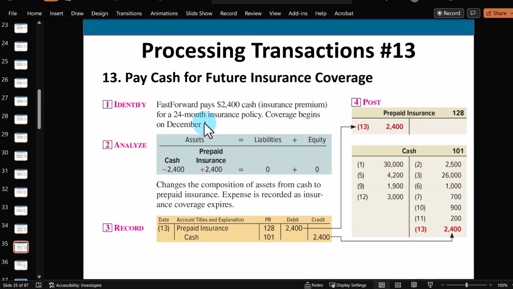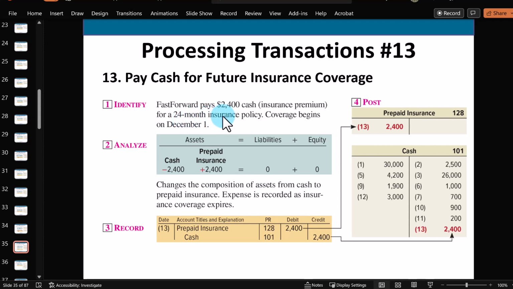New transaction, pay cash, credit, here for insurance coverage. And we've got to pay in advance. Looks like two years' worth of insurance. So we're not going to treat the whole thing as an expense because it's not all used up yet. It's going to be used over 2 years.